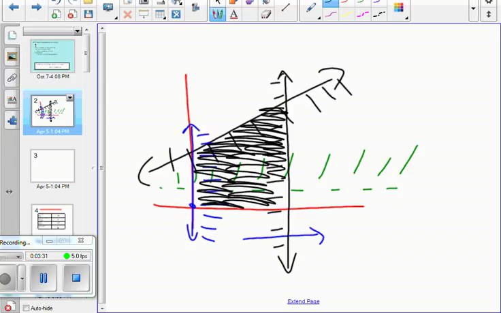And that is any dot that's inside there works for all of the equations. Do you get the idea? The answers that are in the shaded region work for everything. Yes?